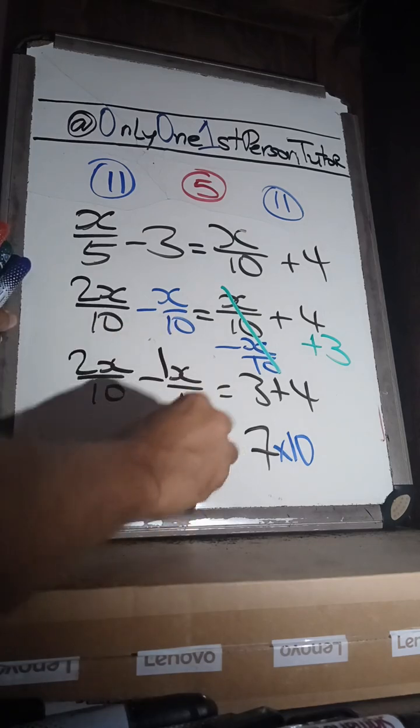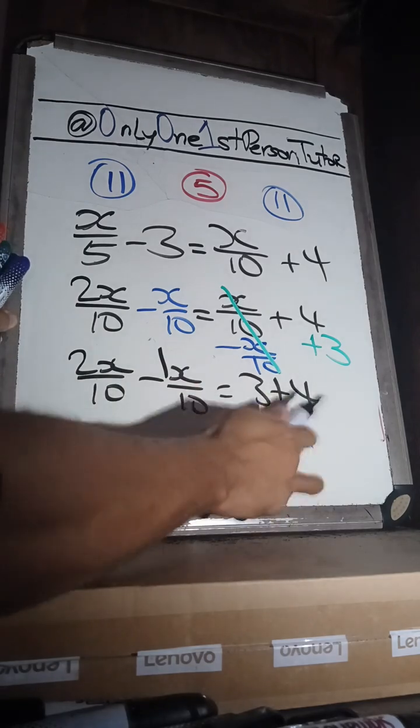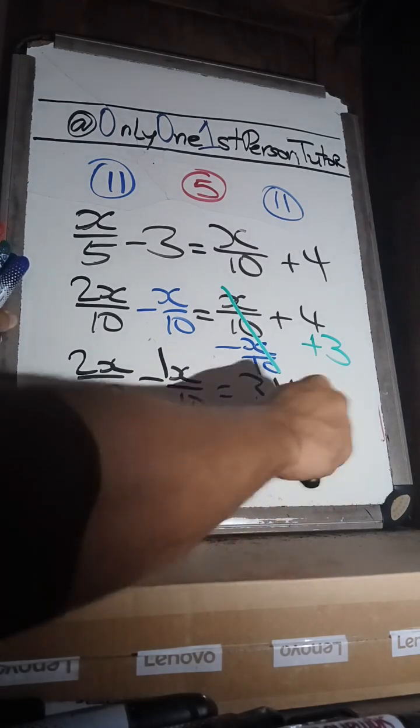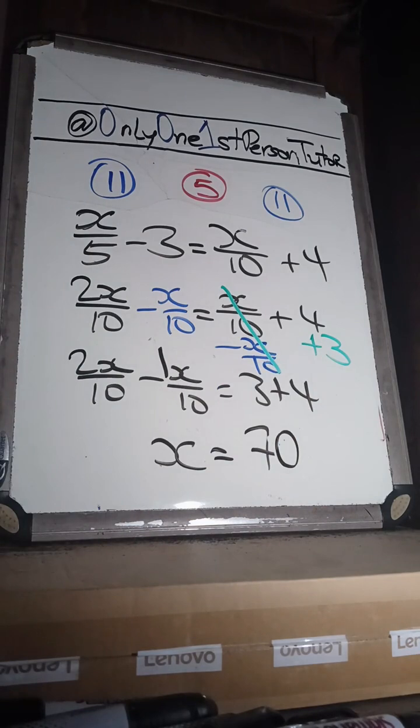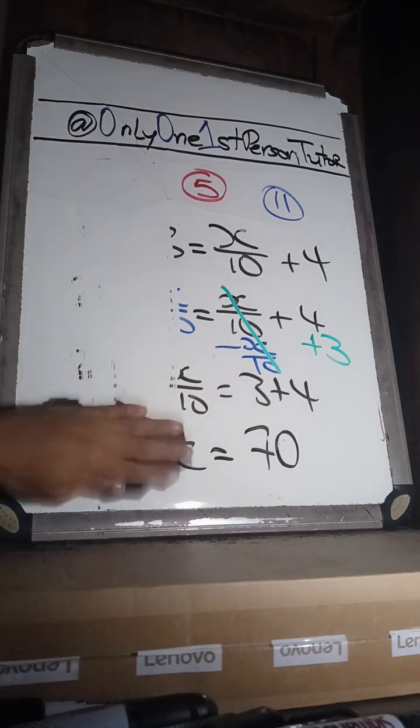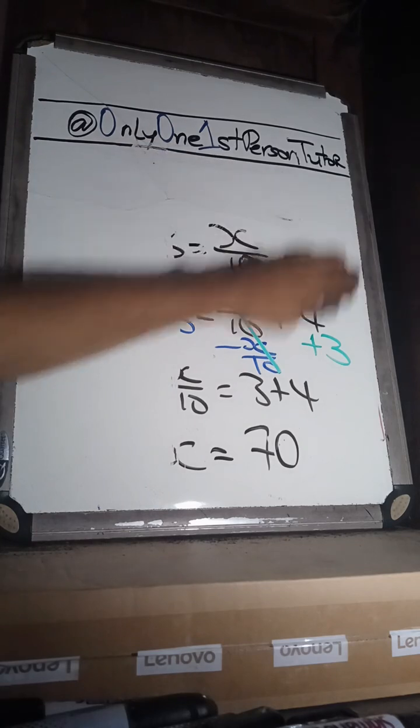So this here is our x. This here is our 70. We don't even need to do too much with that. We're done. Like that, we're done right there. We don't have to do anything else with that.